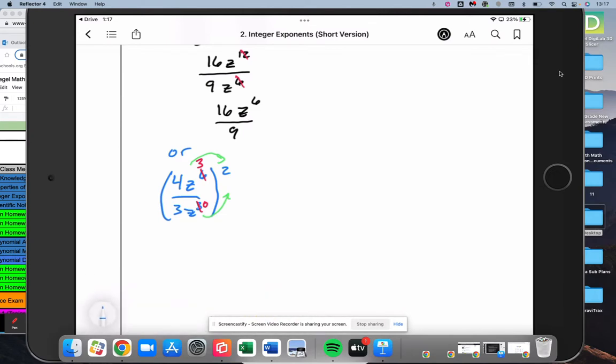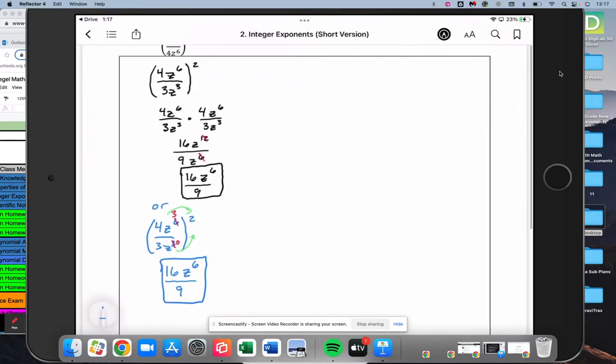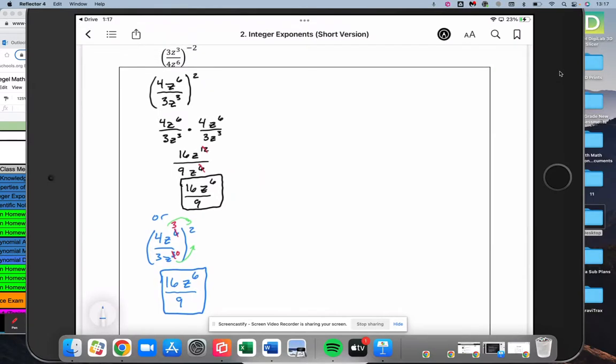So 4 times 4 makes 16. And z to the power of 3 raised to the power of 2 makes 3 times 2, which is z to the 6th. And then there are no z's left in the denominator, so 3 to the power of 2 is 9. And that's going to be the shortcut or faster method to get to the same solution that we did in the black writing. Now, again, I do prefer the method that I used in black just because it shows everything.